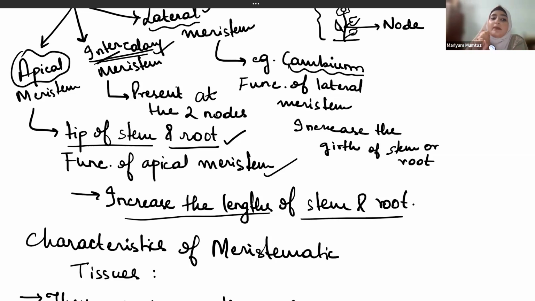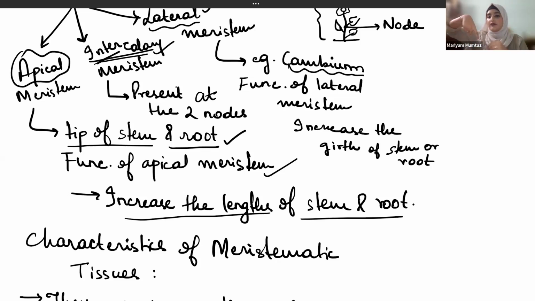So the apical meristem is present at the tip of the stem, okay, and it is present at the tip of the root. So what is the function of this? It actively performs cell division, and if it is present at the stem tip, it will divide here and then the tip will elongate, meaning the stem length will increase.